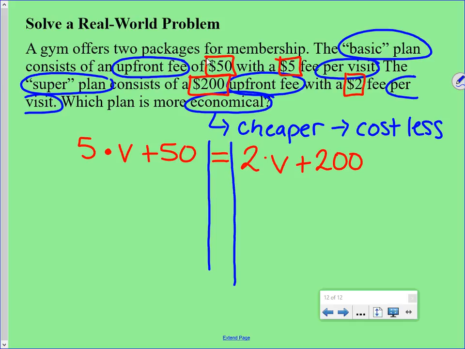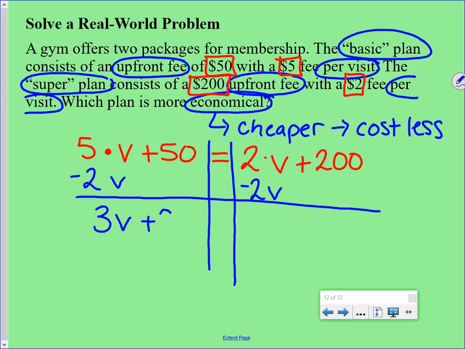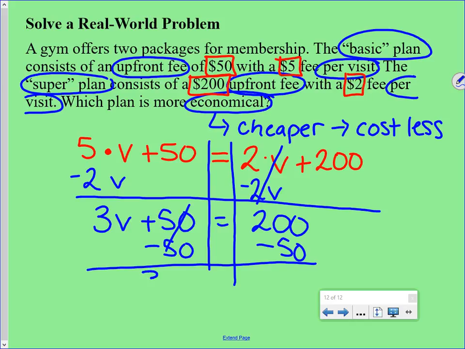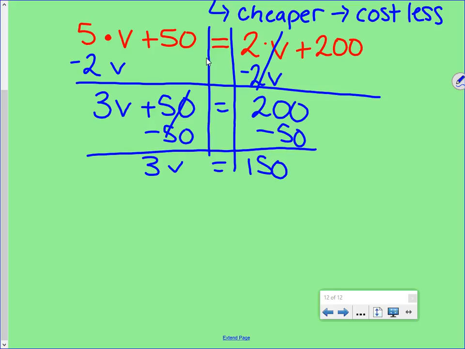So undo the positive 2v with a negative 2v so we can get our variables to the same side. 5v minus 2v is 3v plus 50 equals 2v minus 2v is 0, leaving us with just 200. Undo plus 50 with a minus 50. We get 3v equals 200 minus 50 is 150. Undo our multiplication with division, and we get v equals 50.